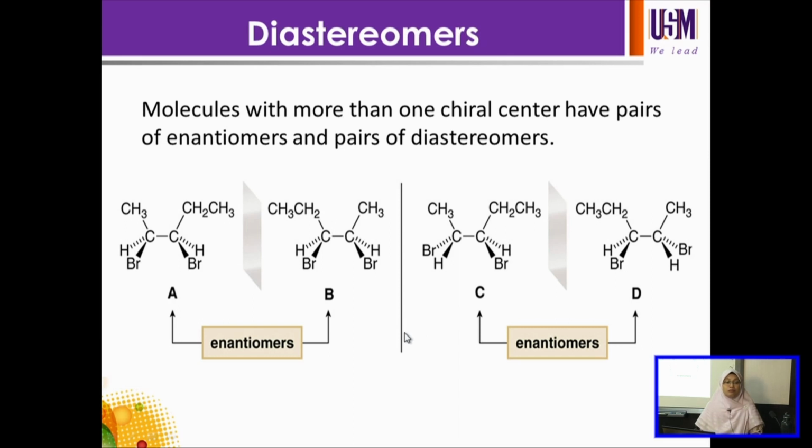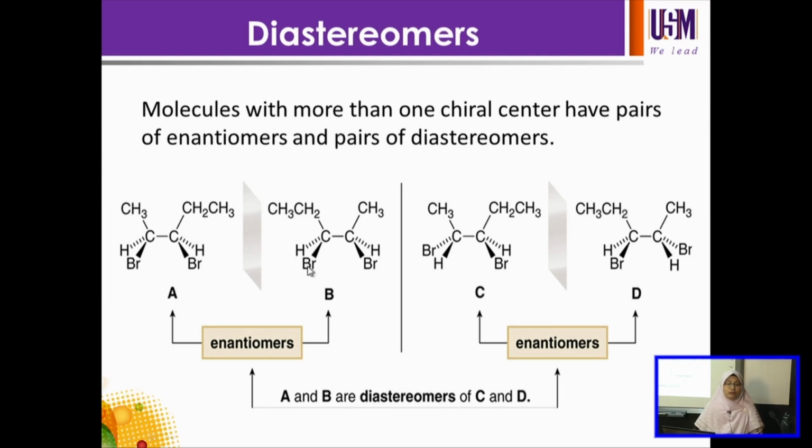From these 4 compounds, we could actually find pairs of diastereomers. So for these compounds, A and B are diastereomers of C and D. So A and C are a pair of diastereomers, and B and D are a pair of diastereomers. Here, you can see between A and C, the configuration on your right is similar to the configuration in C, but the configuration on the left here is not the same as in C. So this is why they are a pair of diastereomers.